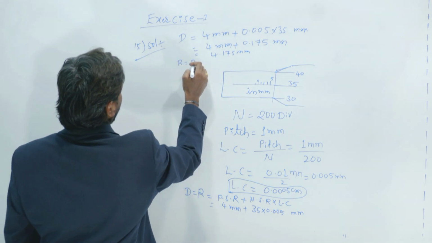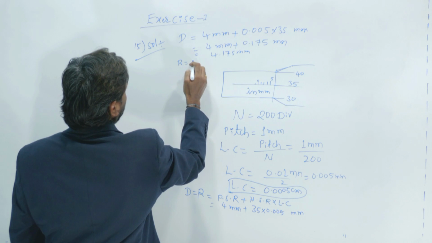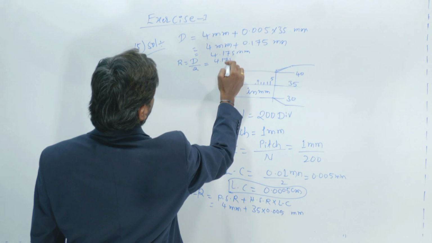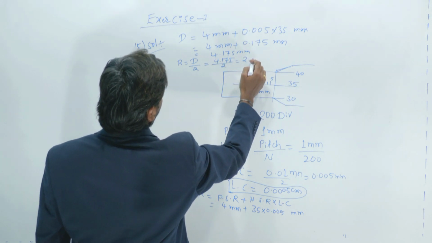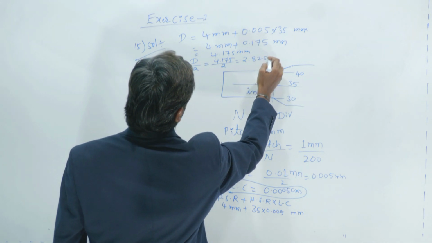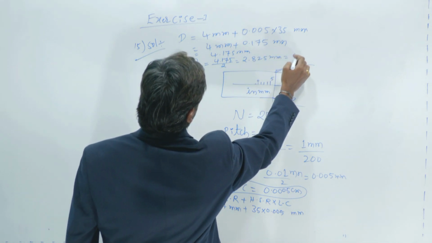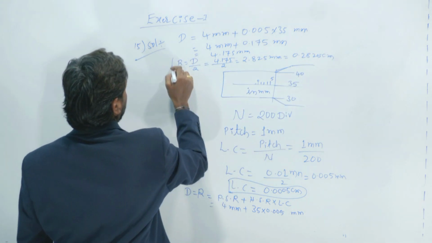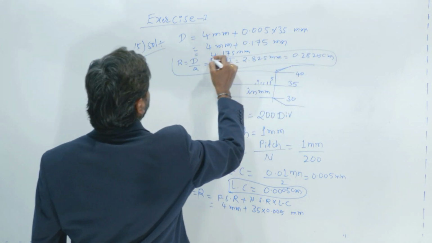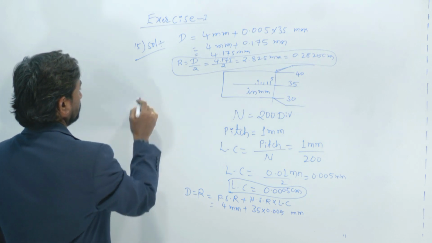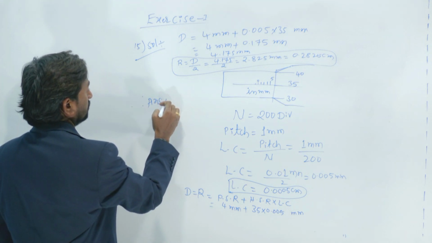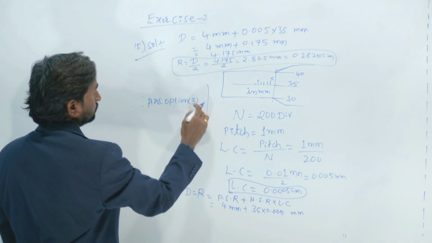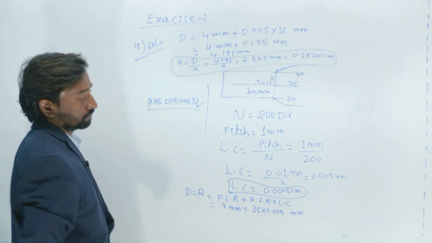Now radius is nothing but diameter by 2. So 4.175 divided by 2 gives 2.825 millimeters. In centimeters it is 0.2825 centimeters. So that is the answer. Therefore option 3 is the right answer.